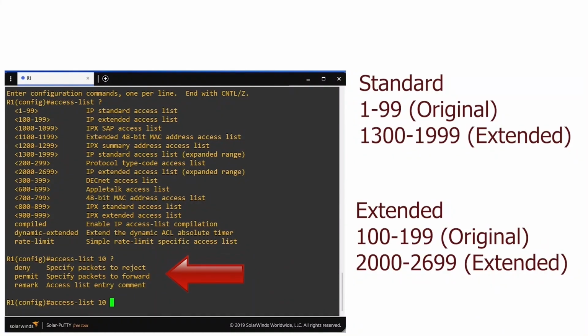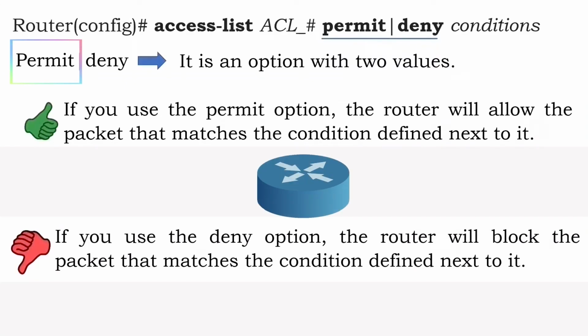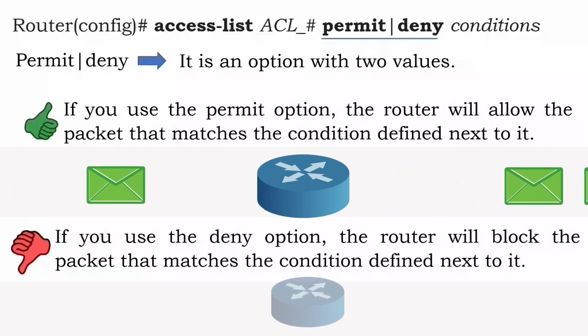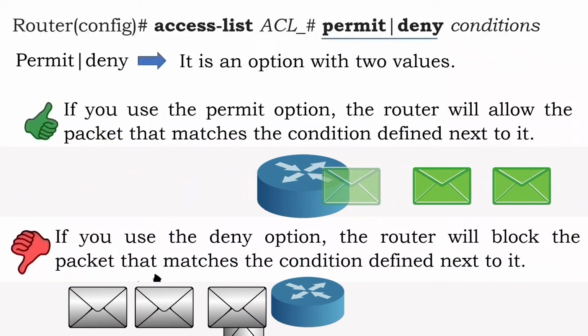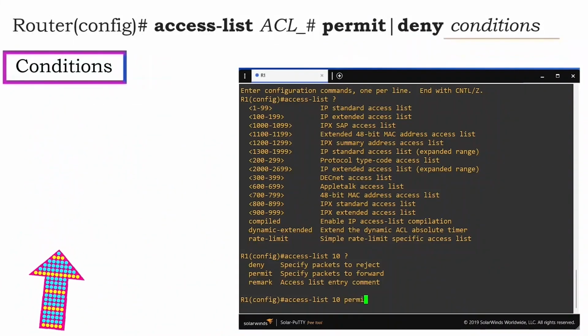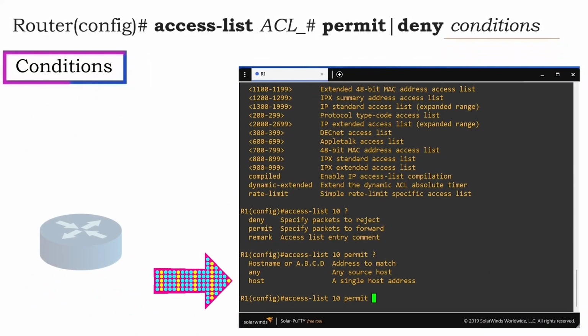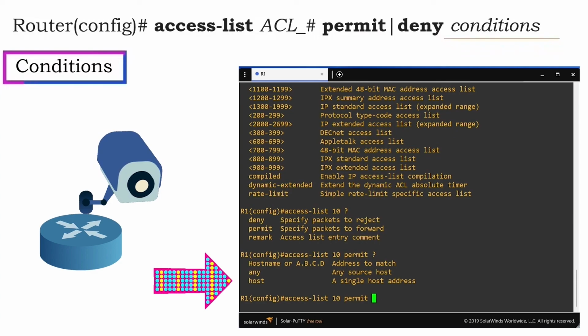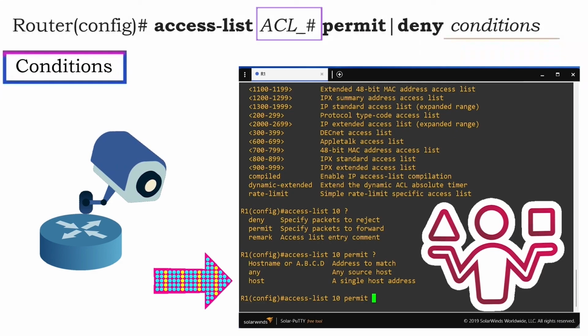The next parameter in the command syntax is an option with 2 values. If you use the permit option, the router will allow the packet that matches the condition defined next to it. If you use the deny option, the router will block the packet that matches the condition defined next to it. The next parameter is the conditions. The router uses conditions to match the packet. A standard ACL and an extended ACL use different criteria to match a packet.